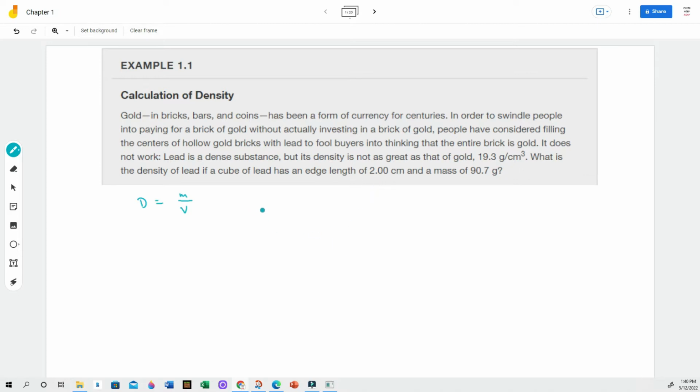So if you think of a three-dimensional cube, all of the edges here are going to have a length of 2.00 centimeters. If you remember from geometry class, the volume of a cube is the length times the width times the height. And for our cube, of course, all of these values are the same. They are all 2.00 centimeters.